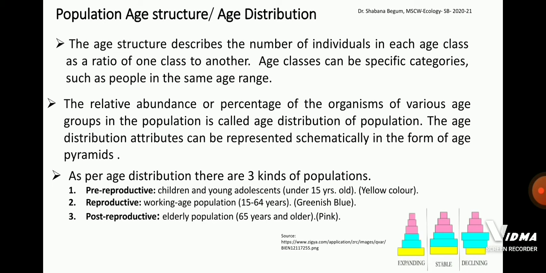In the case of human beings, the pre-reproductive age group comprises children and young adolescents under the age of 15 years. Yellow color, as I said just now. Then the reproductive age group is the working age population, which is greenish blue, and it is between 15 to 64 years. Post-reproductive or elderly populations are in the age group of 65 years and older, indicated as the pinkish bars.